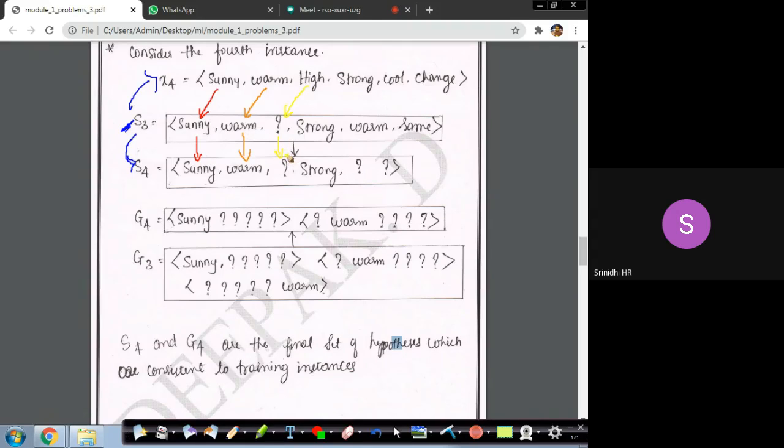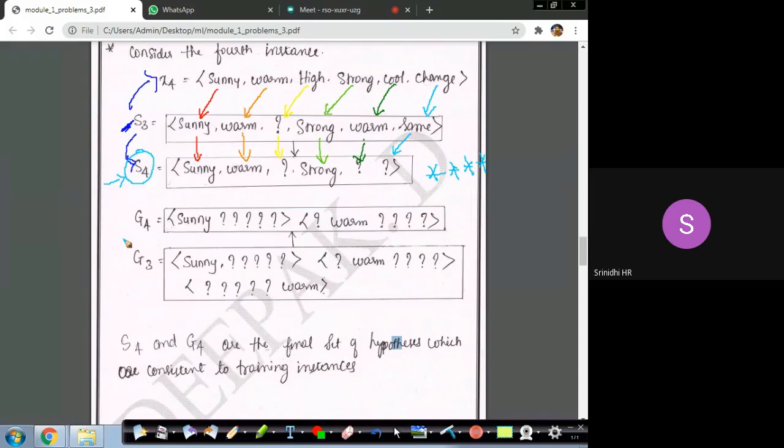Next, I have strong and strong. So I'll keep same as it is. Next, I have cool and warm. So there is a change. I'll make it as a general instance. Next, I have change and same. I'll make it as general here. So your specific hypothesis S4 is defined. Okay. S4 is defined. Please observe here. This step is very much important.